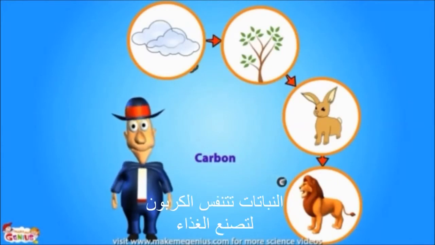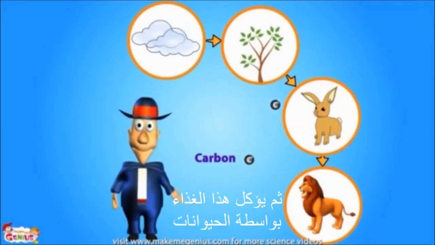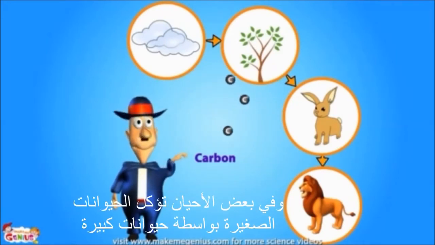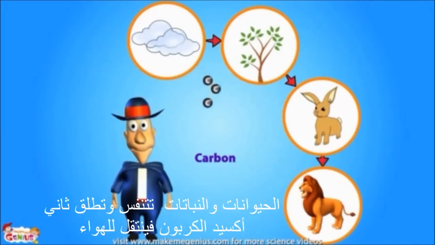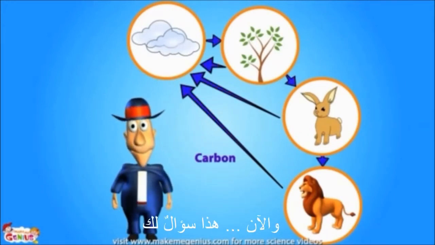You are right! Plants breathe in carbon dioxide to make food. Then, this food is eaten by animals. Sometimes, smaller animals are eaten by bigger animals. This way, carbon is transferred from air to plants and animals. Animals and plants breathe out carbon dioxide, then it goes back into the air. Now a question for you.